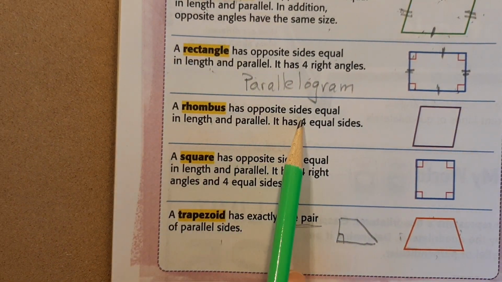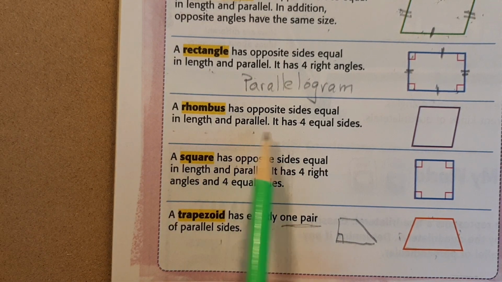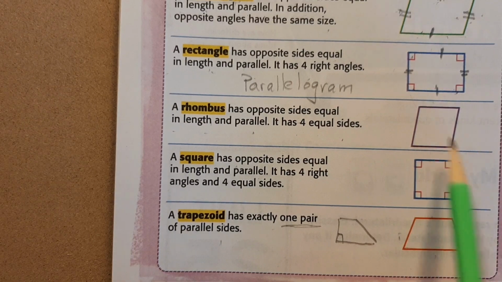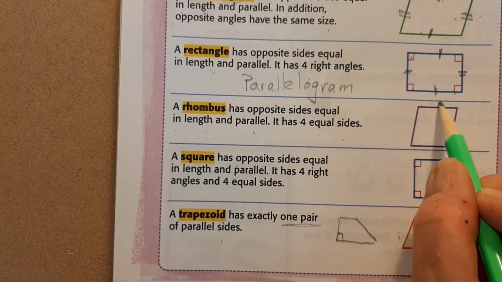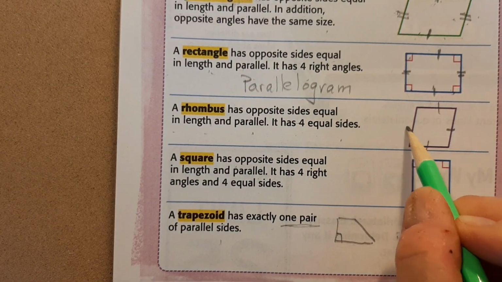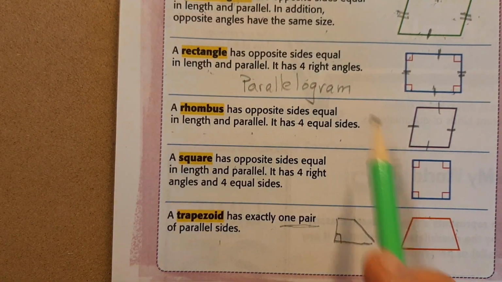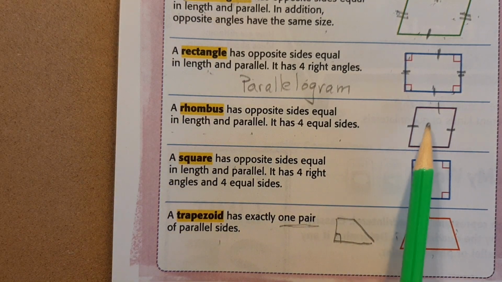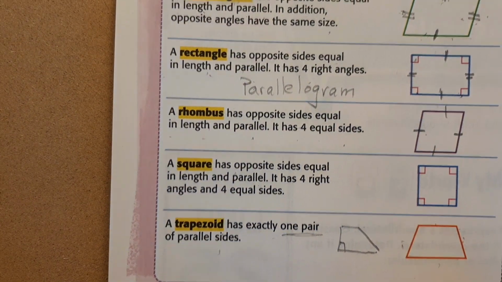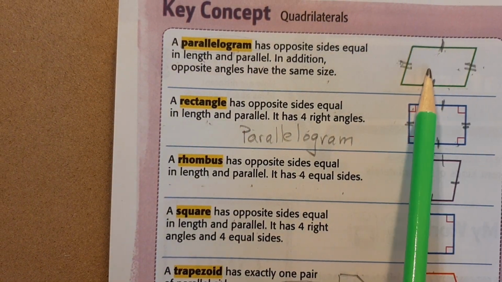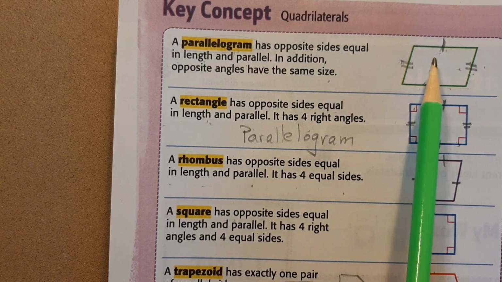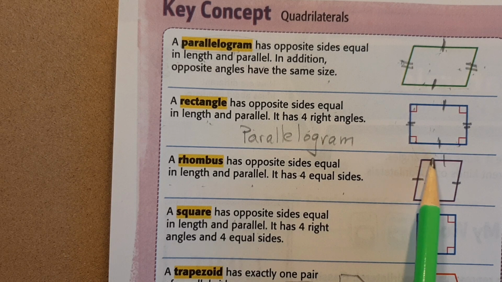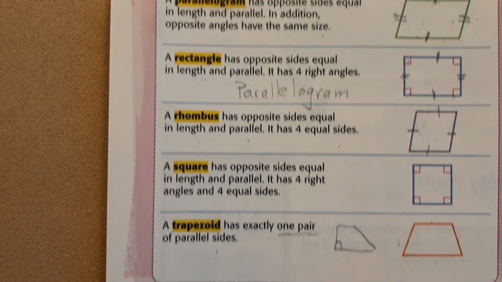A rhombus has opposite sides equal in length and parallel. It has 4 equal sides. So here's a rhombus, parallel, but 4 equal sides. So now what I'm going to do, I only have to do 1 dash here. That shows that all 4 sides are the same. Now what's interesting is a rhombus could also be called a parallelogram. A rhombus is a parallelogram, but it's not a rectangle because it doesn't have square corners. All right, let's take a look at the next one.